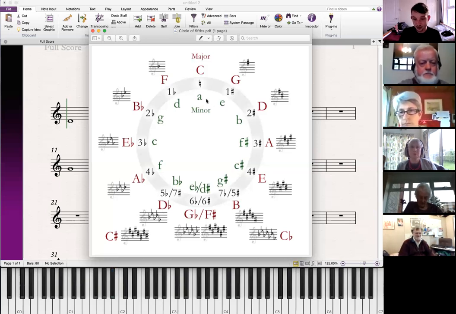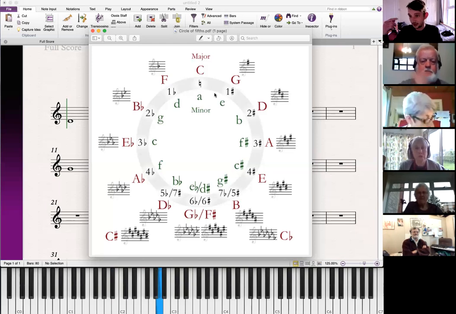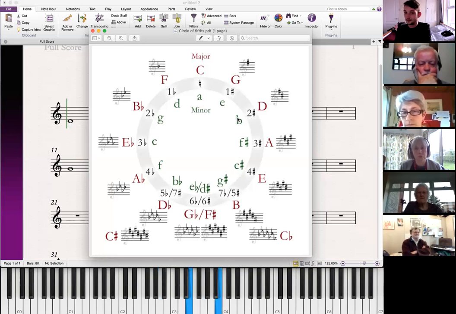And also, the intervals between the minor scales work the same way. So you've got A to E minor. If I go from A, go up a fifth in the key of A minor, I land on E. So A to E minor is also a fifth. And E to B, that is also a fifth. B to F sharp is a fifth. F sharp to C sharp is a fifth, and so on.